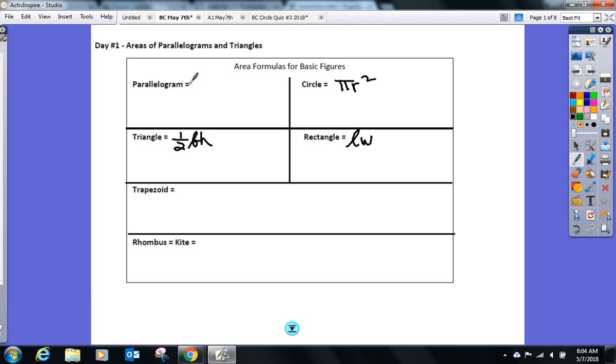Parallelogram. Base times height. Trapezoid. 1/2 the height times the 2 bases added together. So I'm going to put B1 and B2. And just so you guys know, B1 is base number 1, and B2 is base number 2. There's 2 bases in a trapezoid.